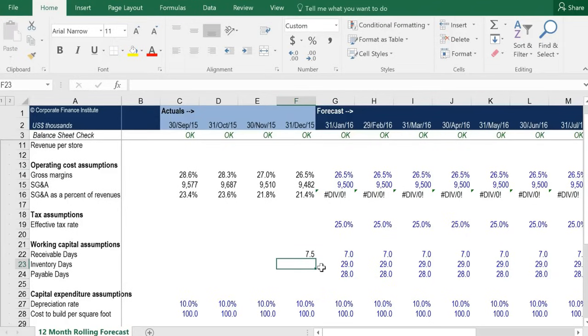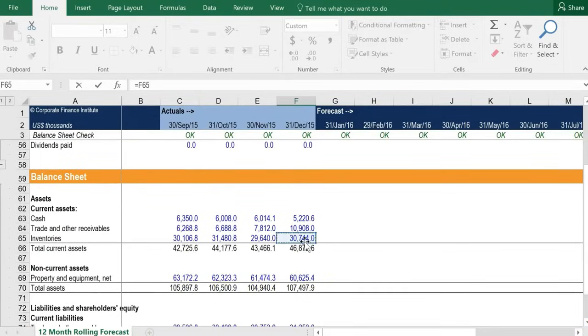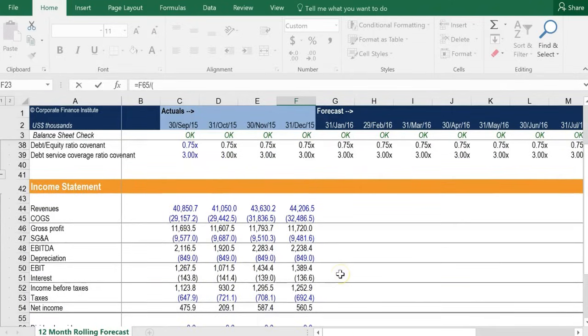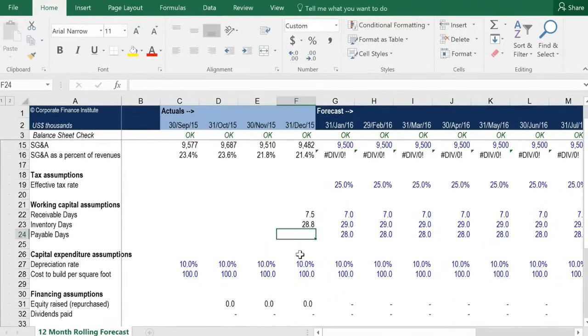Next up is inventory. I'm going to calculate inventory days in a similar way, where I take the inventory on the balance sheet and I divide it by, this time, the annual cost of goods sold. So I'm going to flip the sign for cost of goods sold and multiply it by 12, and then multiply all of this by 365 days per year. 28.8 days.